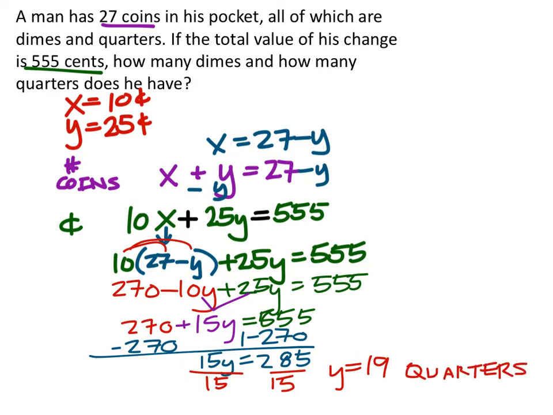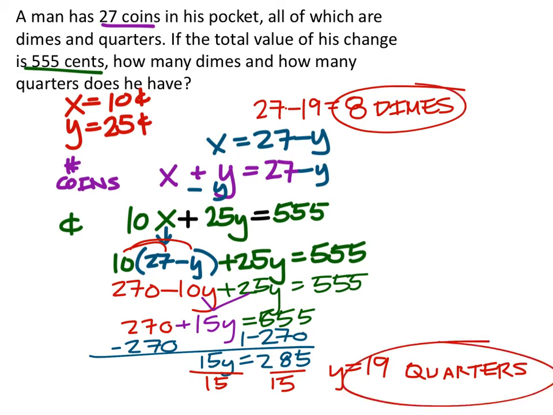And now we need the number of dimes. And we see y is 19, right? So we can do 27 minus 19, which is 8. So 19 quarters, 8 dimes.